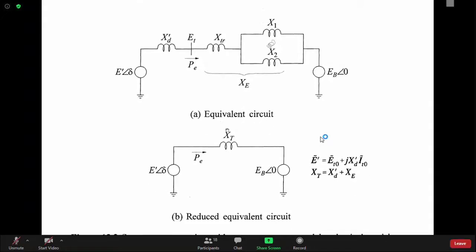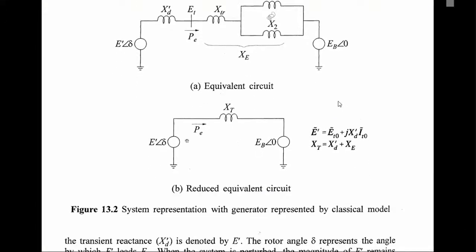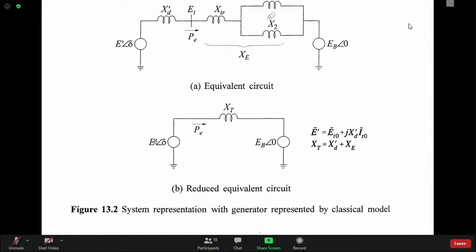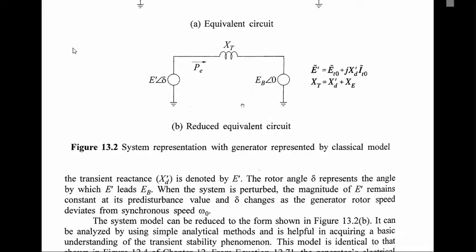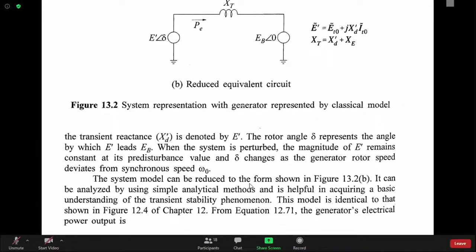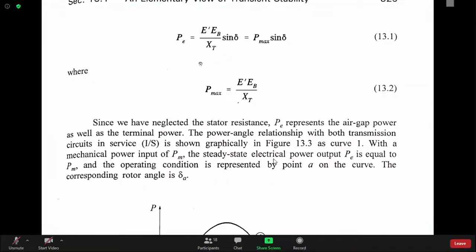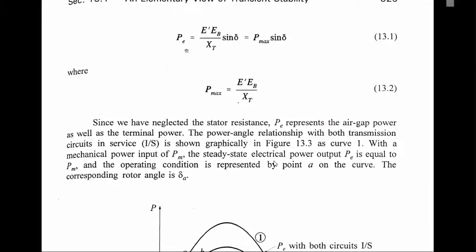Then after that, you have this equation where E' is the generator machine's internal voltage, and this is how we find the maximum power supplied by the machine, where PE is the electrical power, which is equal to E' times EB divided by the total reactance of that single machine infinite bus system, times sine of delta, where E' is the generator internal voltage, EB is the bus voltage, and delta is the generator rotor angle. This is equal to Pmax.